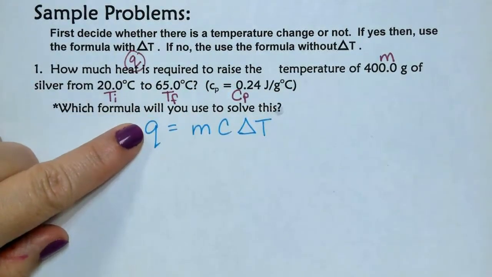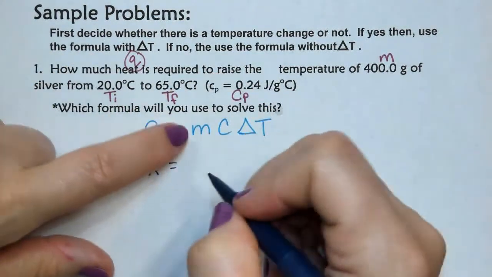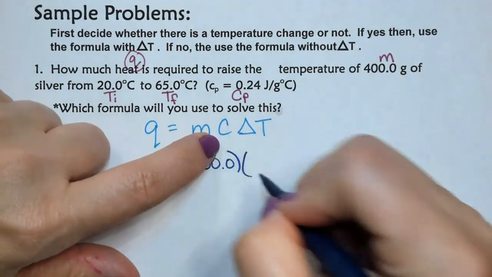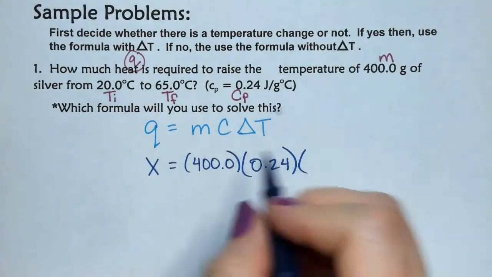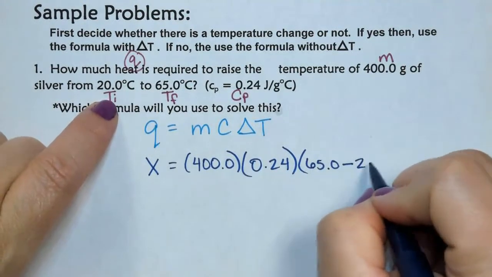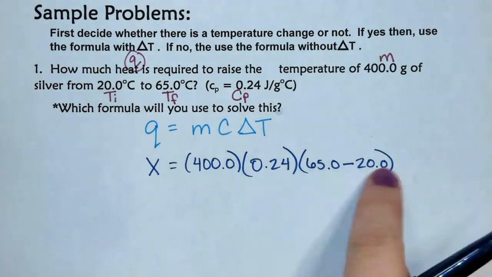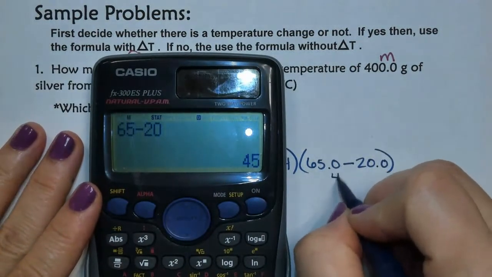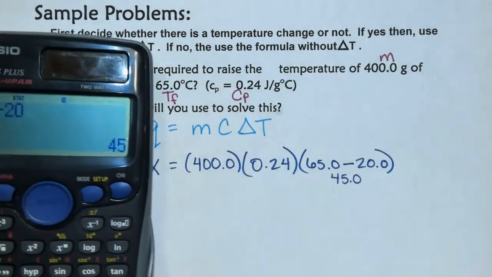Now that we know which equation we're going to use, we plug in our values. We don't know Q, so there's our X, equals the mass, which is 400.0 grams, times the specific heat, 0.24 joules per gram degree Celsius, times the change in temperature, which is the final temperature minus the initial temperature. That's the setup of our problem. We can subtract the change in temperature, 65 minus 20, which gives us a change of 45 degrees.